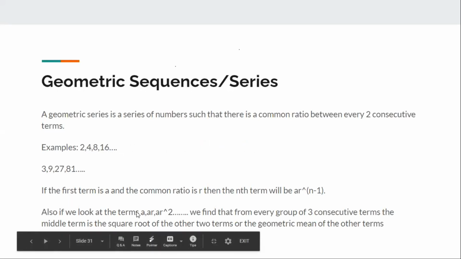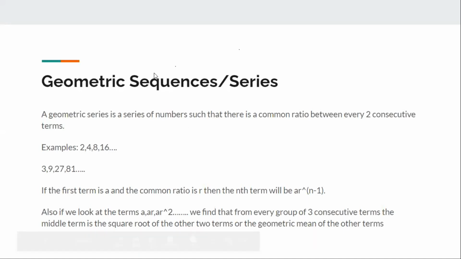If you look at the terms a, ar, ar squared, ar cubed, we find that for every group of 3 consecutive terms, the middle term is the geometric mean of the other 2 terms. Let's just look at these 3. So a times ar squared is equal to a squared r squared.